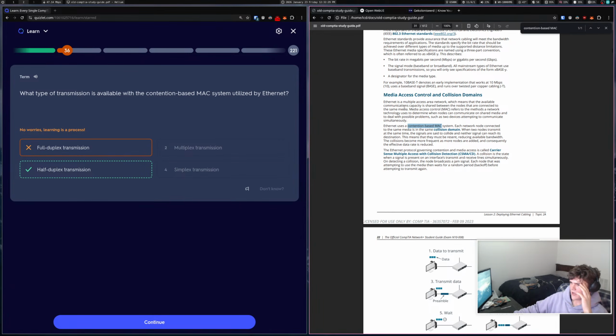Ethernet is a multiple access area network, which means that the available communications capacity is shared between the nodes that are connected to the same media. Media access control refers to the methods of a network. Refers to methods. Wow. Shout out Regedit.